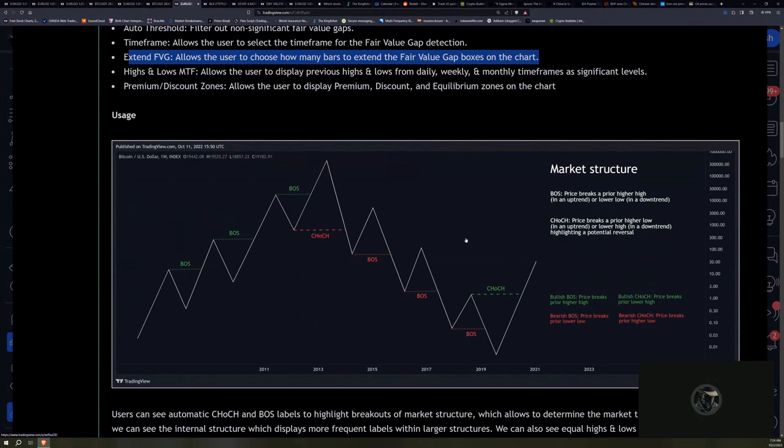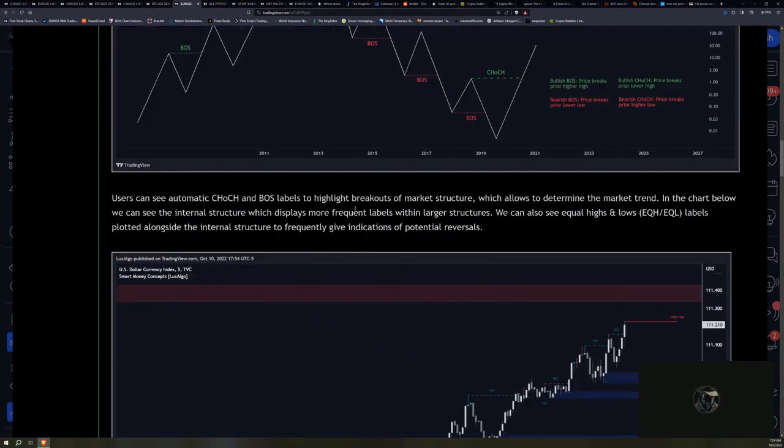In the chart below, we can see the internal structure, which displays more frequent labels within larger structure. We can also see equal highs and lows labels plotted alongside the internal structure to frequently give indicators of potential reversals. Okay, so he's talking more about those concepts, swing labels. Okay, and this is how he would be trading. He actually shows you how he would trade this, which is pretty awesome.